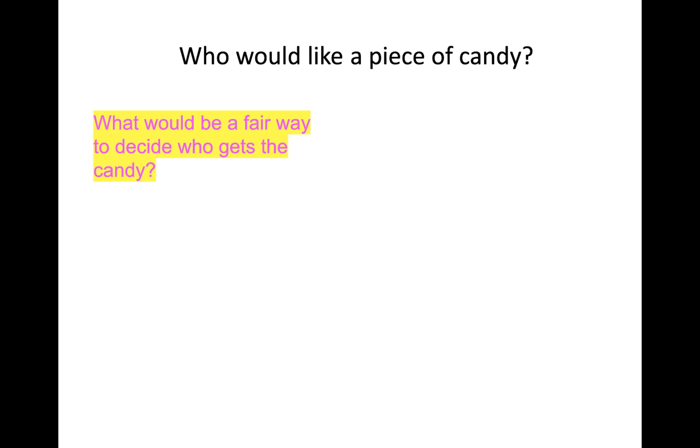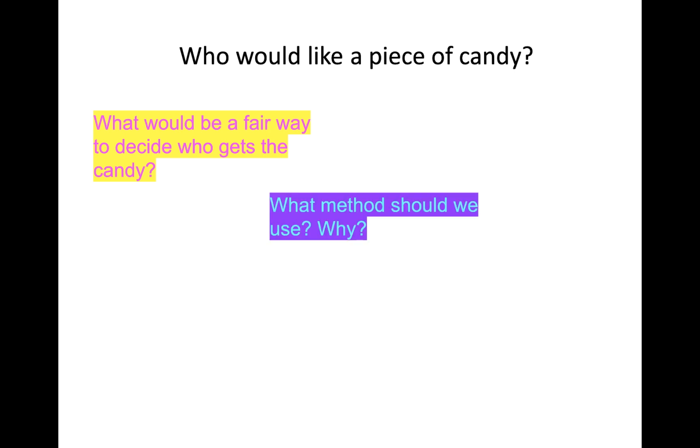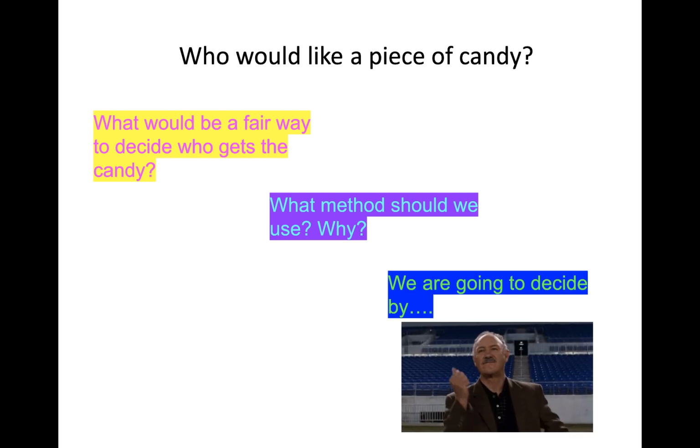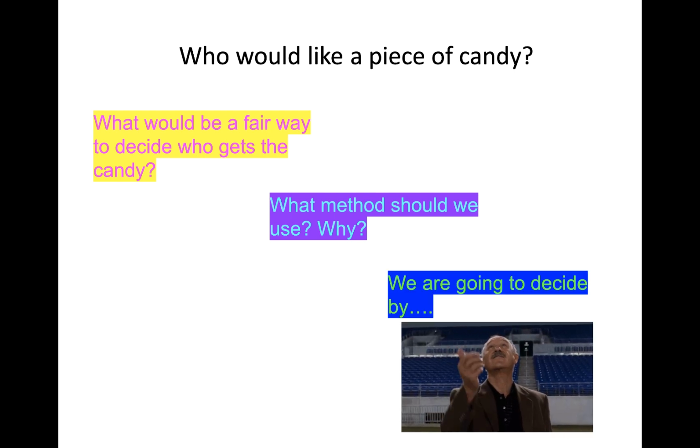You might think, well, Miss Clover, we could do rock, paper, scissors. What's another way? We could flip a coin. Yeah. Which method should we use? Rock, paper, scissors, or flip a coin? Why? Think for a moment. Which method would be a good way to decide who should get the candy? It has to be a fair way. And why? Well, I would decide by flipping a coin.